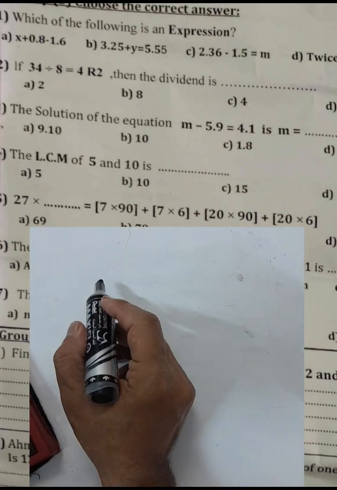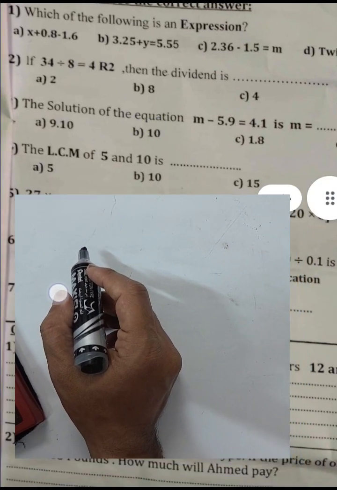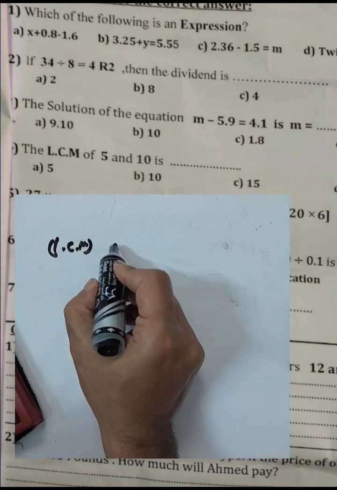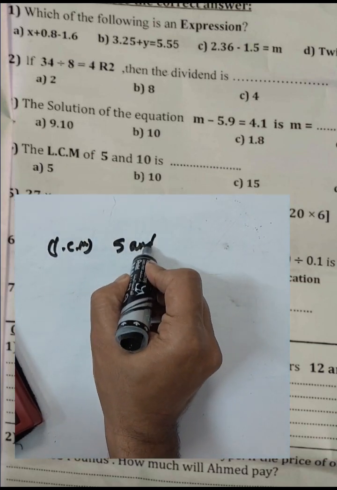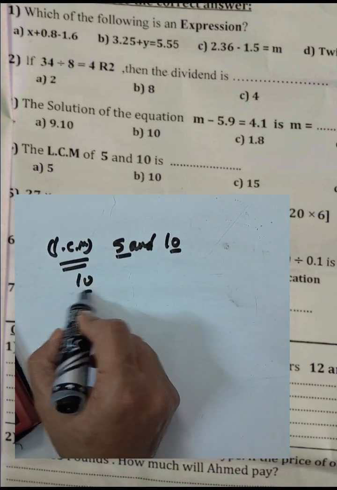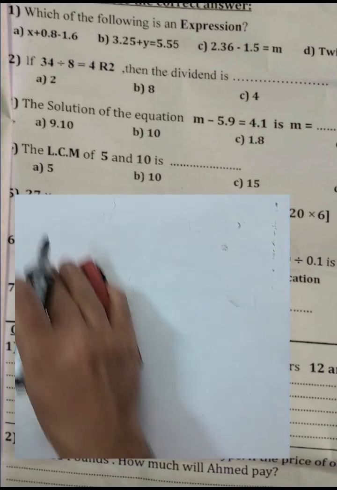Next question, list the common multiples of two numbers, 5 and 10. 10 can be divided by 5, so the least common multiple between them is 10. 10 is the least common multiple between them.